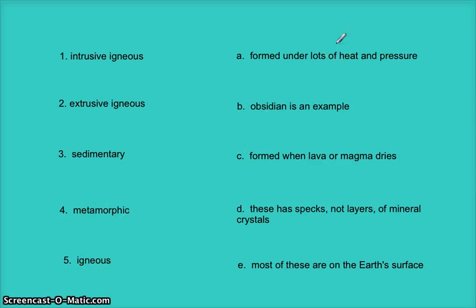Which one forms under a lot of heat and pressure? And I think you probably know this one. It's going to be metamorphic. Obsidian is an example. Okay, obsidian is going to be an igneous rock, but in this case I'm talking about 1 or 2. See what you remember about obsidian from the last video.